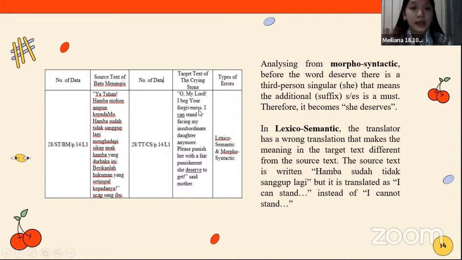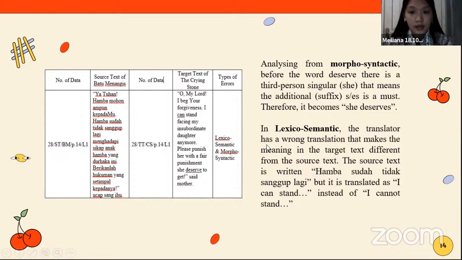I can't stand facing my insubordinate daughter. Here, of course, the translator, Randisi, doesn't pay attention to the context of the source text. It is supposed to be, I cannot stand facing my insubordinate daughter anymore. Therefore, it is considered as lexical semantic.